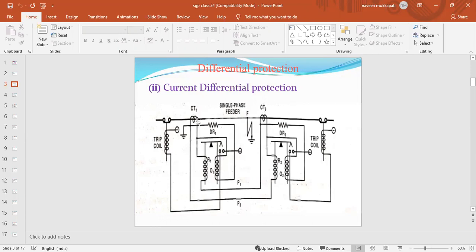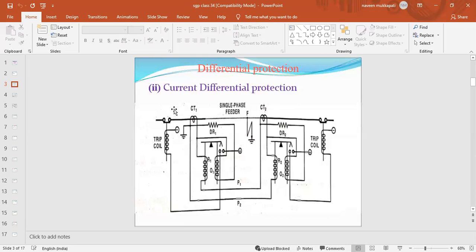Suppose the operating torque is greater than the restraining torque. How will we obtain an operating torque greater than the restraining torque? Suppose a fault occurs at this point or within the protective zone. Therefore, the current in CT1 differs from the current in CT2. The algebraic sum of these currents is equal to the differential current.